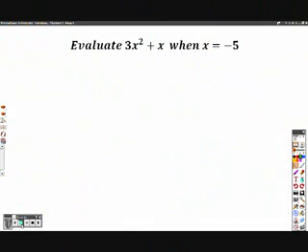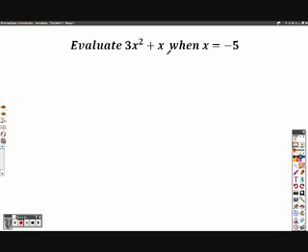Alright, so today we're talking about evaluating expressions. When you evaluate an expression, you're taking whatever value they gave you for your variable and plugging it in, completing the problem, especially by paying attention to the order of operations, and finding out what that value would be when you plug in that number for that variable.